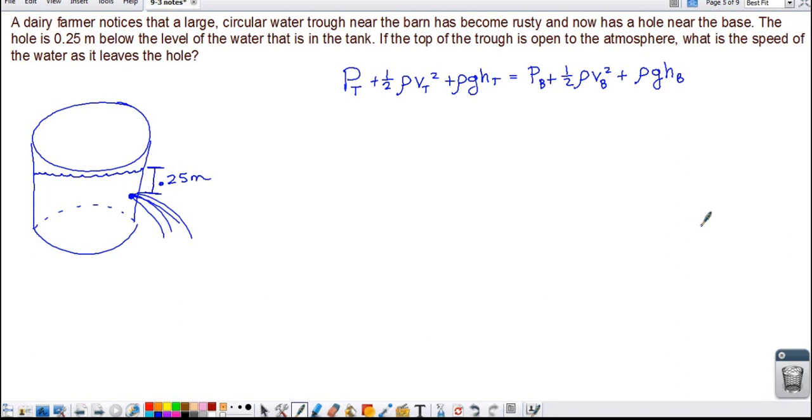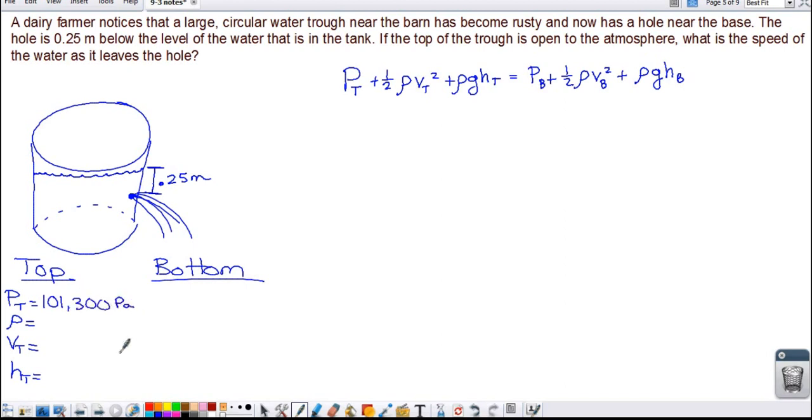Okay, so we've got our two sides. Now we can see what givens we need. So let's get information for the top, and then let's gather information for the bottom. At the top, we're going to need to know the pressure, the density, the velocity, and the height. The pressure at the top, well, it says it's open to the atmosphere, so the pressure right here is going to be the atmospheric pressure, which is 101,300 pascals. The density, well, this fluid is water, so we know the density of water, we need to memorize that, is 1,000 kilograms per cubic meter.